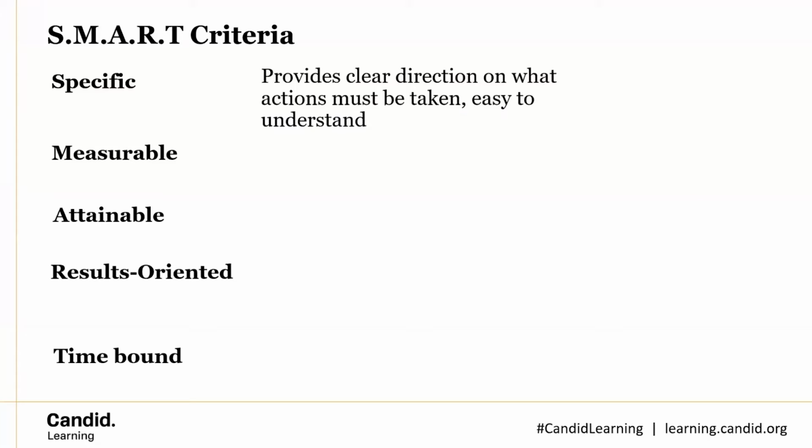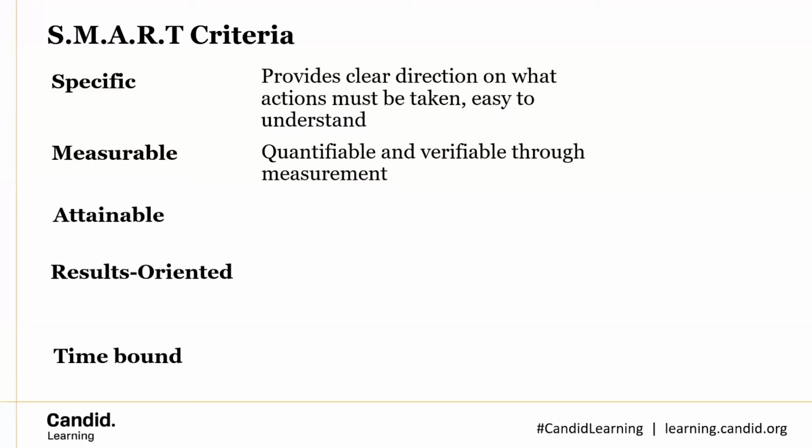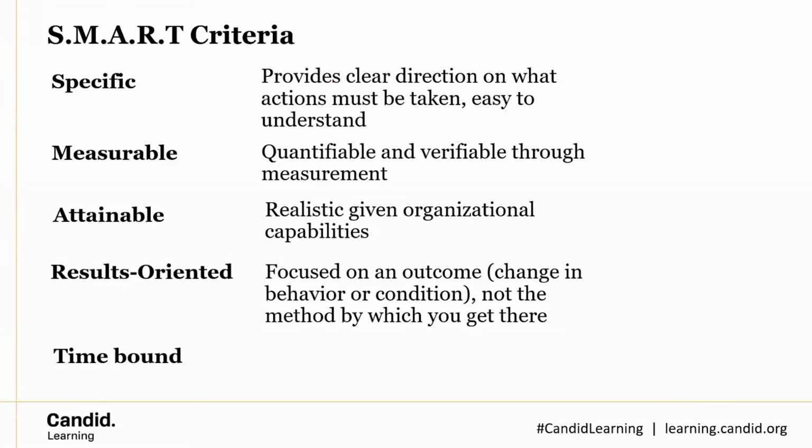So specific provides clear direction on what actions must be taken and is easy to understand. Measurable, so this is quantifiable and verifiable through measurement. Attainable, realistic given your organization's capabilities. Results-oriented, so focused on an outcome, the change in behavior or condition, not the method by which you get there. A lot of times we talk about what we're doing and we're not talking about what's going to happen as a result of what we've done. And then time-bound, make sure you set a time frame that is reasonable, so by the end of the school year or by the middle of the fall, or that kind of thing.